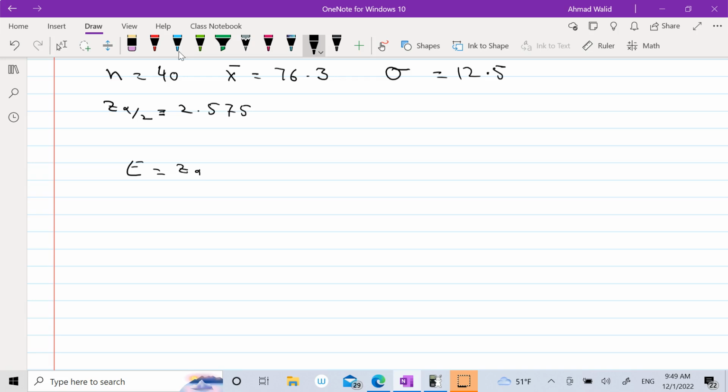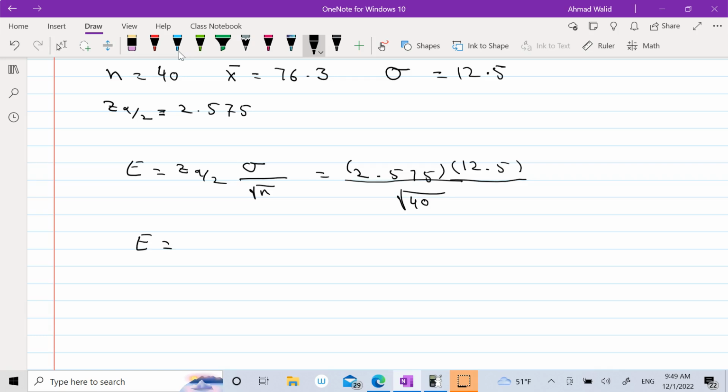Now, step 3, calculate margin of error. E equals z alpha over 2, sigma over square root of n. Plug in the numbers: 2.575 times, or you can put all of them in the numerator, times your sigma, 12.5, over square root of n, which is square root of 40. And if you do this calculation, E equals 5.08. That will be your margin of error.